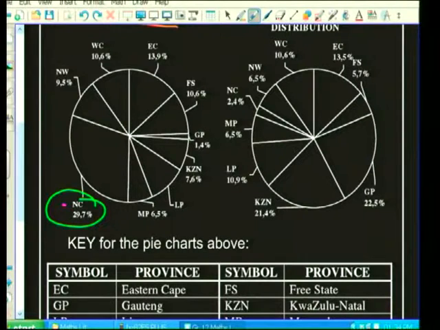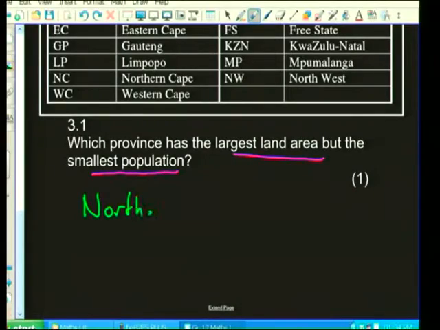If I look at all the numbers and the size of the actual pie chart, and if I look at the Northern Cape here, we've got 2.4%. Is there anything smaller? No. So clearly, that is our answer. All we need to write in here is the Northern Cape. For 1 mark, you don't really need to show any workings, but you can show it on your actual chart like I just did. Right, let's move to the next question.